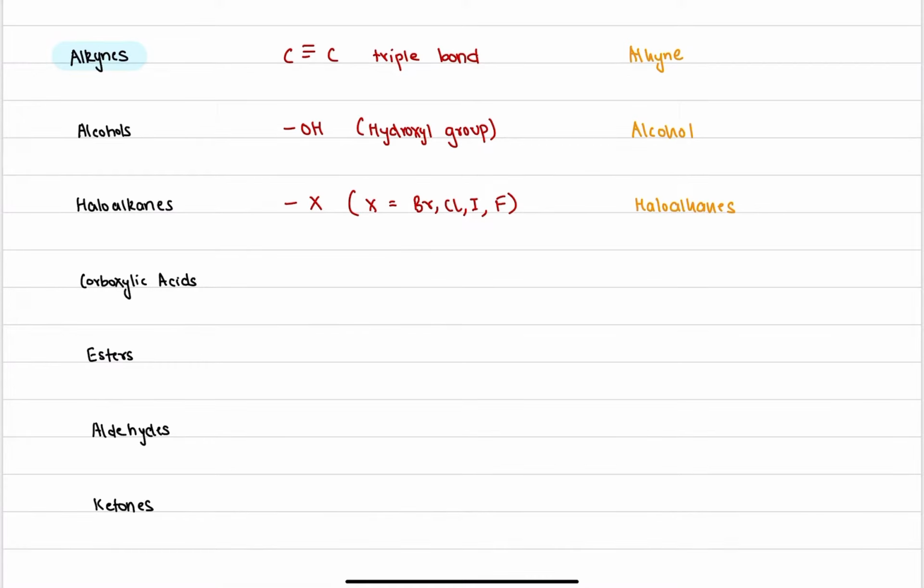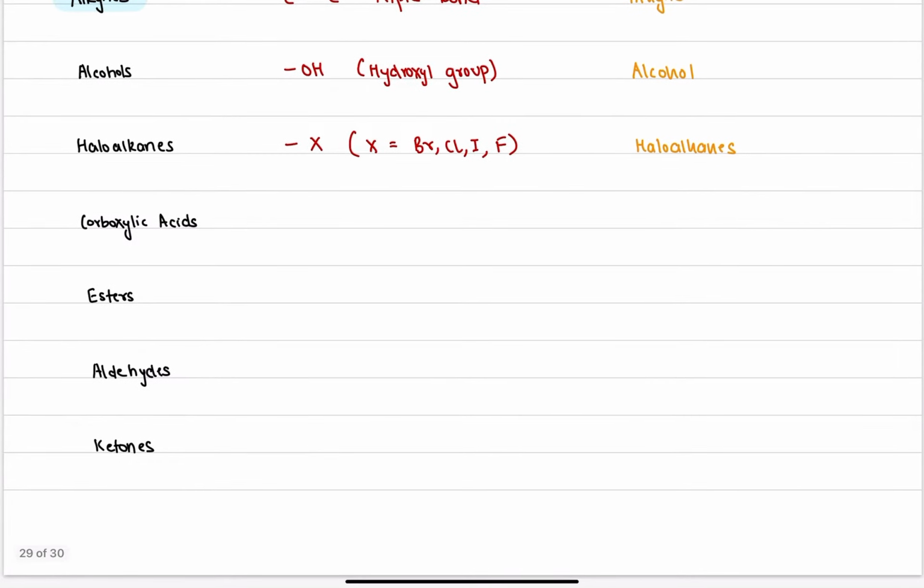Now I will do a sample question at the end, and you can see over there how we can identify the different functional groups in a given molecule. But for now, I hope that at least you can make sense of what we are looking for in each case. All right, for carboxylic acids, you need to find this group.